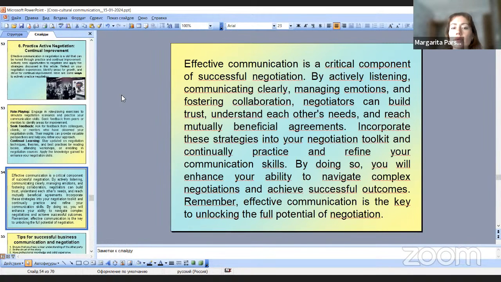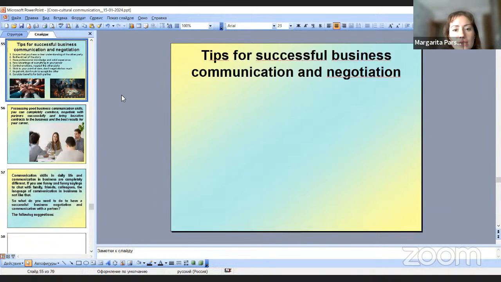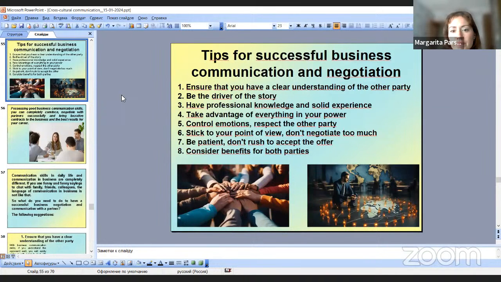Then we can say that effective communication is a critical component of successful negotiation. So the main points that we can line up or summarize are the tips for successful business communication and negotiation.